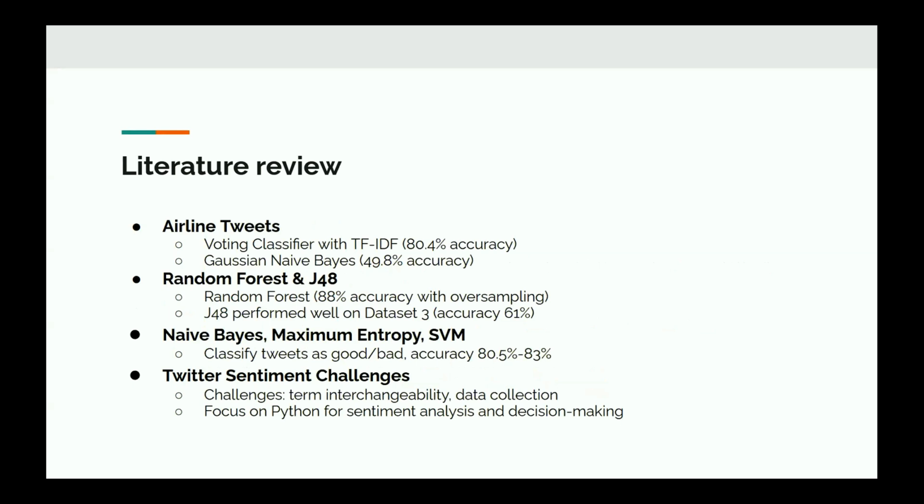So regarding the fourth paper, it was about airline tweets, where the voting classifier outperformed Gaussian naive Bayes. On the fifth term paper, it was the random forest with 88% accuracy that outperformed J48, naive Bayes, maximum entropy, and support vector machine. This term paper classified tweets as good and bad, and accuracy was between 80 and 83%.